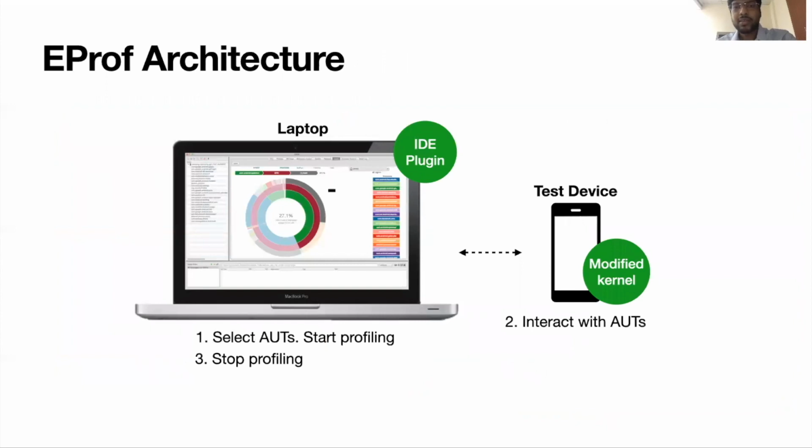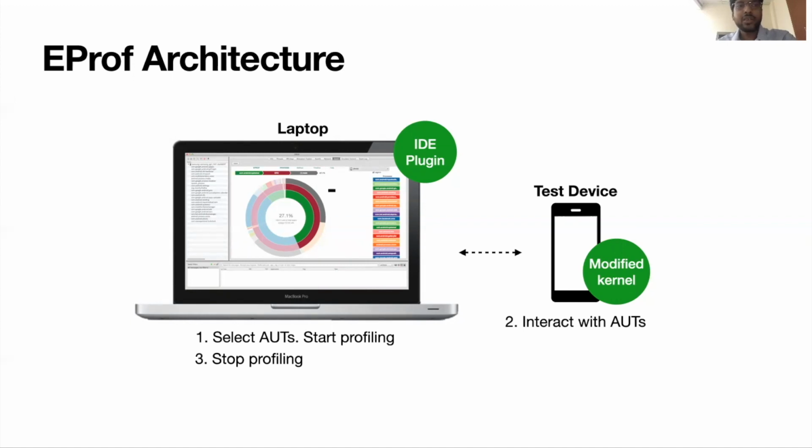eProf is packaged as an IDE plugin that runs on the laptop. A user interested in profiling energy would select the app under test on the laptop and click a button called Start Profiling. The laptop is connected to a test device with a modified kernel. On the test device, they'll play with the app under test. Then when they are done, they can click Stop Profiling on the laptop and look at the energy results. eProf breaks down energy into methods and threads of this app under test.